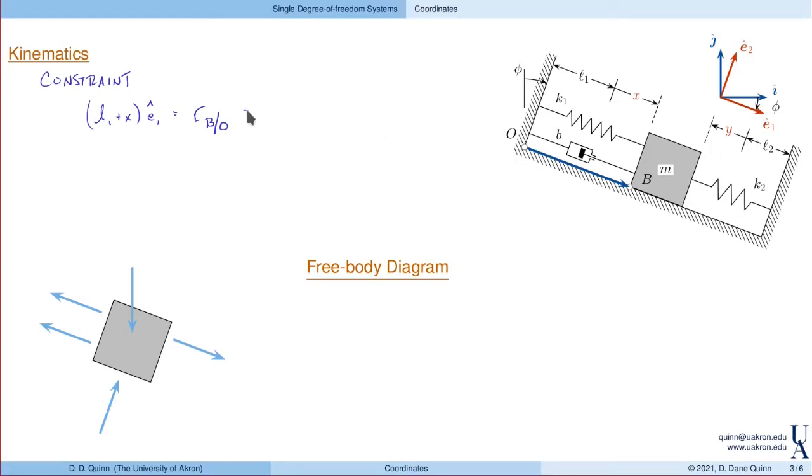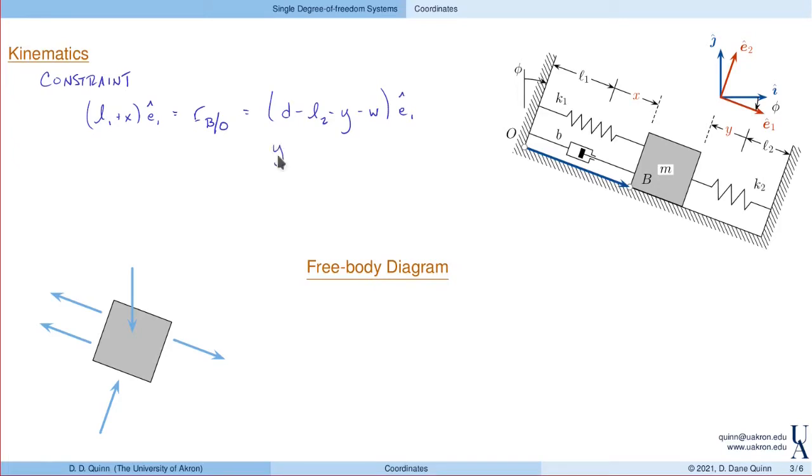Essentially, I could start at O, go all the way over to the far end of the wall, and remember that is D, and then I could move back to B. So I would move back by the unstretched length of spring 2. I'd move back by Y, because here Y is defined positive to the left, and then I'd move back by this distance W, which was the width of the block. So comparing this, we see that L1 plus X is equal to all this stuff over here.